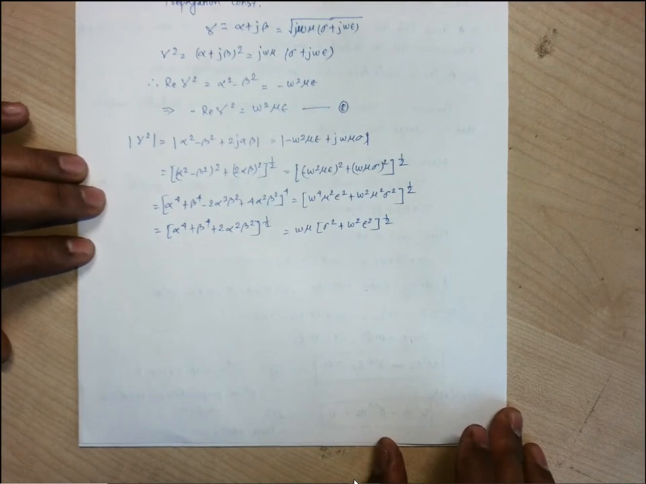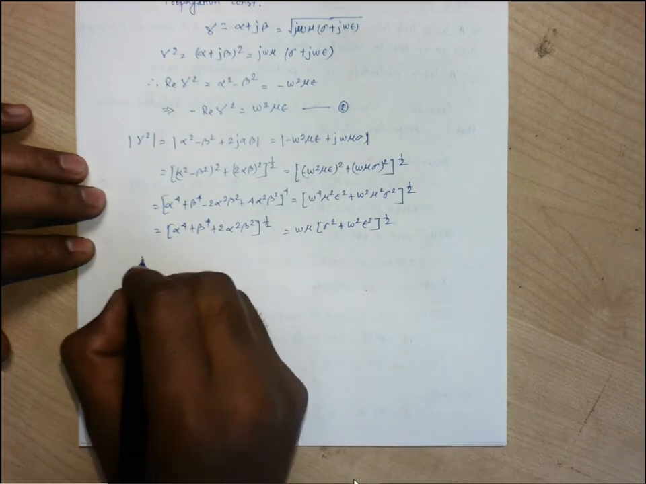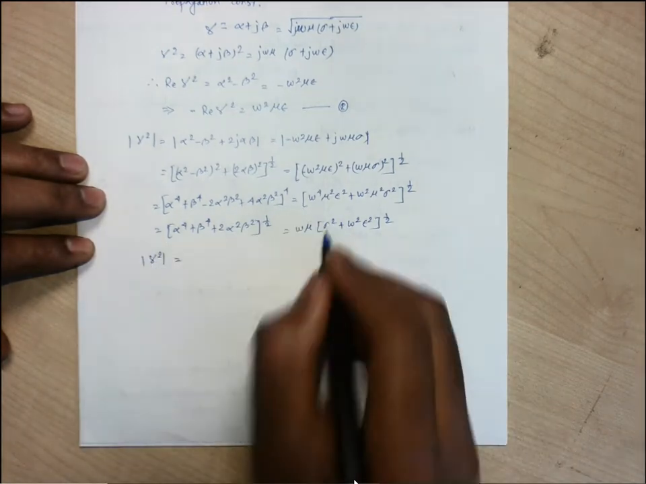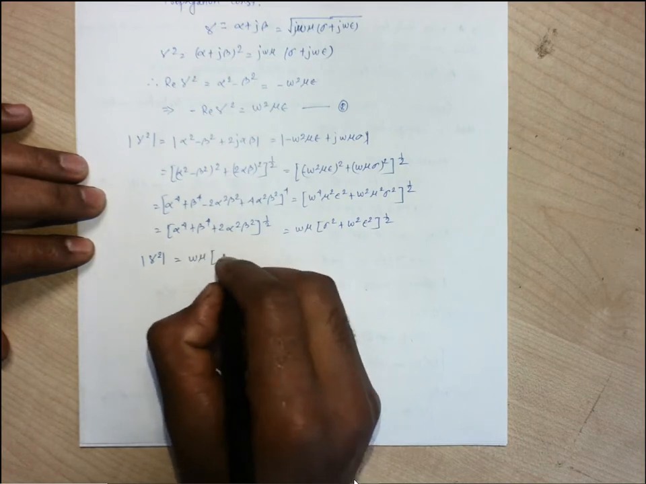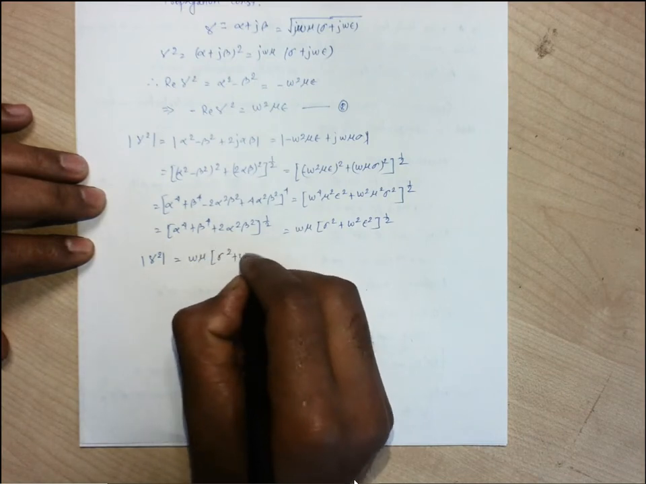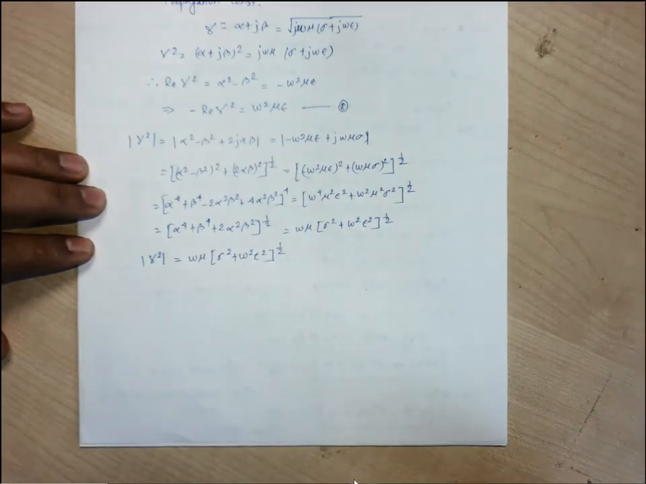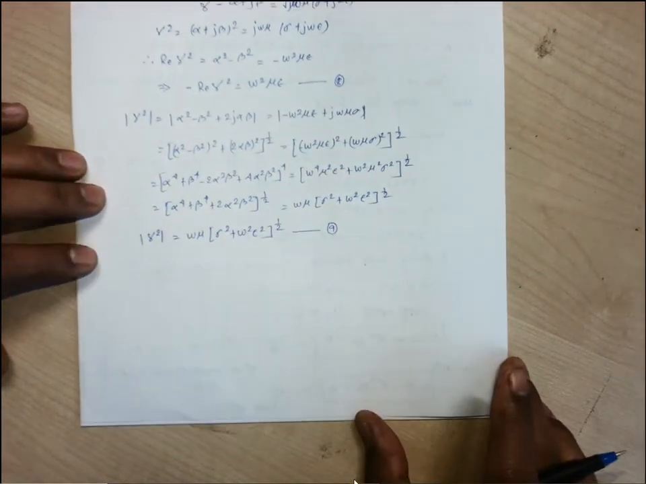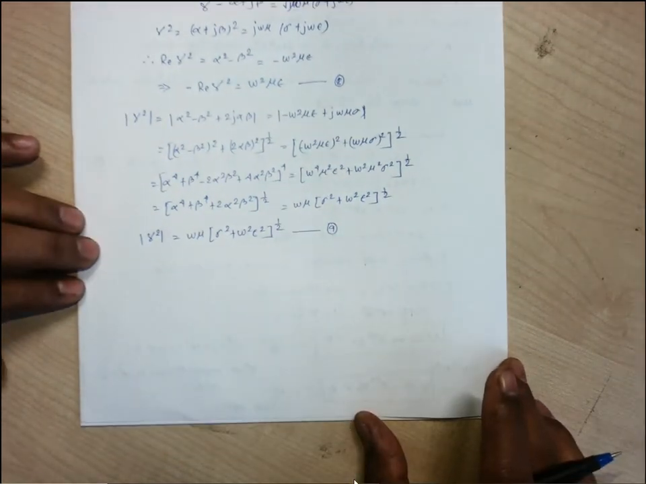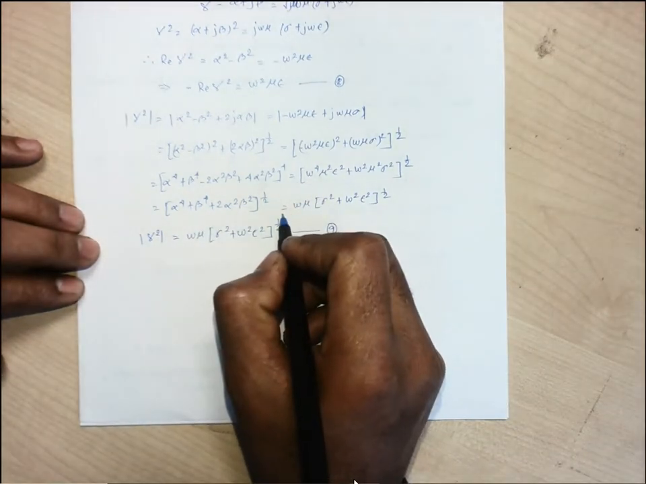So if we take this mod value, it will give us mod of gamma square. We can write this value directly as omega mu, gamma square plus omega square epsilon square, whole to the power half. So this is equation number 9. Okay, so this one is equal to what?